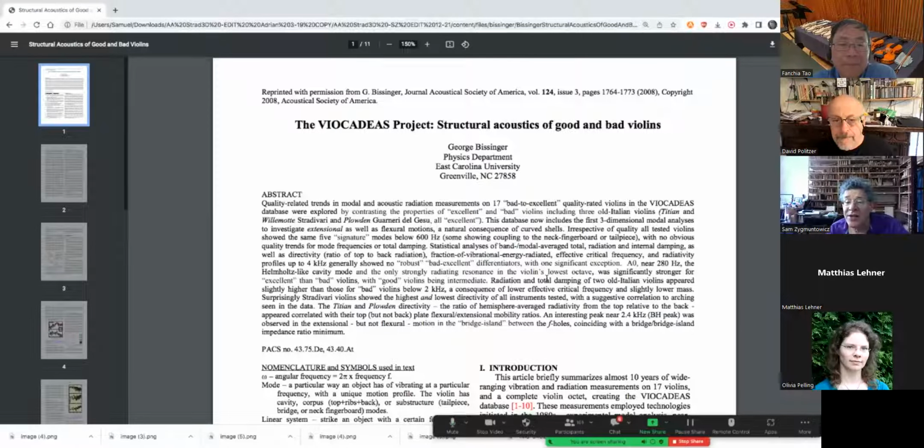Radiation and total damping is the radiation, internal and fixture. Radiation is the portion that makes the sound we hear. Of the two old Italian violins, it appeared slightly higher than for those bad violins because of their lower critical frequency and slightly lower mass. That's as much as I'm going to say about it. Anyone who can should read those articles.